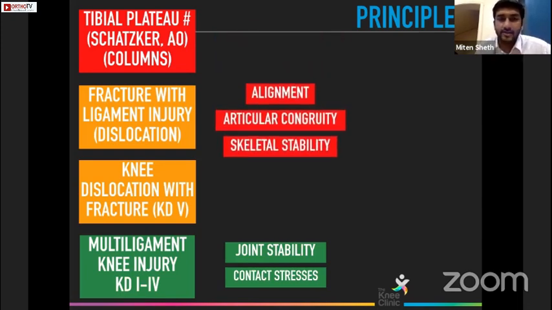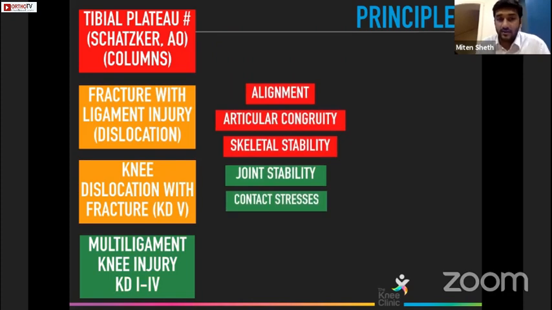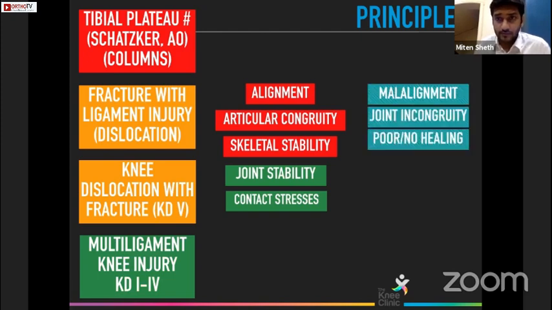Now, if you have a fracture dislocation or a KD5 dislocation, that's a periarticular fracture, you have to think of all of these five things. Because if you don't, then you're going to miss out on the alignment, and you're going to have a situation where there's going to be malalignment. If you don't handle the congruity, there's going to be a problem.